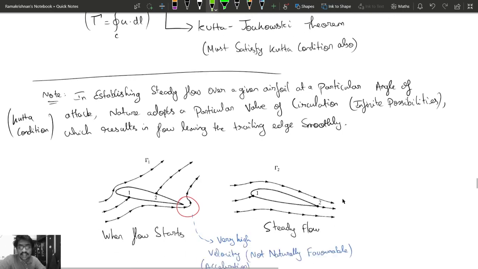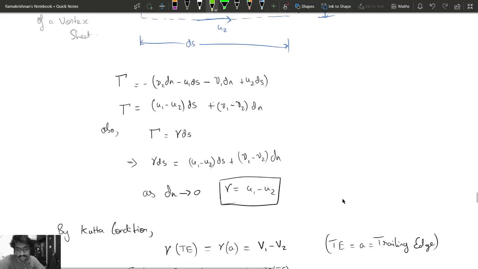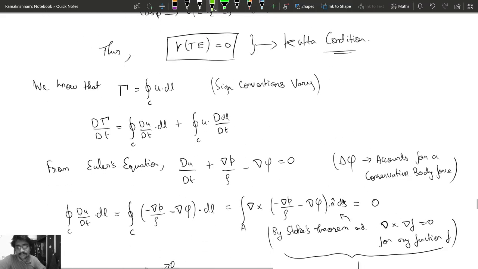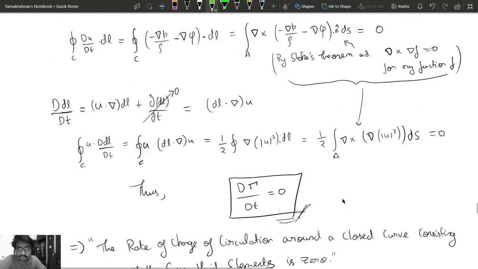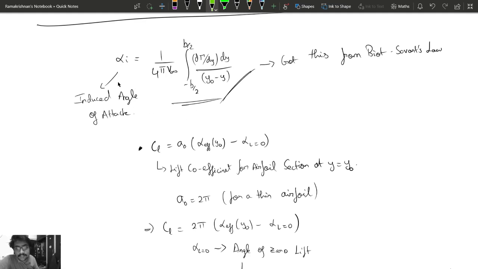And we can see that this also implies the Kutta condition by itself, and we know that this is the Kelvin circulation theorem. And we know that from our expression for the induced angle of attack, which is 1 by 4 pi V infinity times this integral, we can write our lift coefficient to be a naught times this, which is also valid for a thin airfoil. We can say that my lift coefficient is a naught times the effective angle of attack minus my angle of attack at lift equals zero.